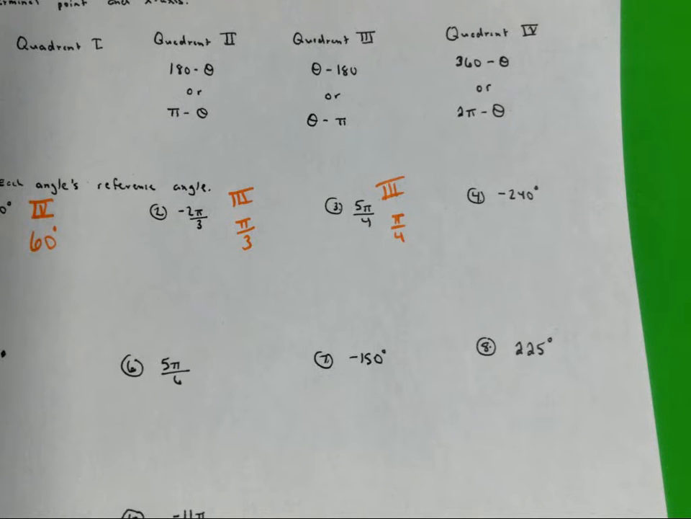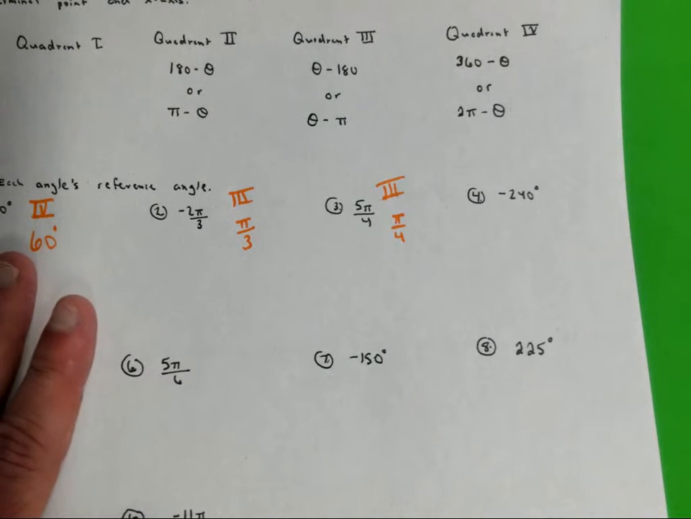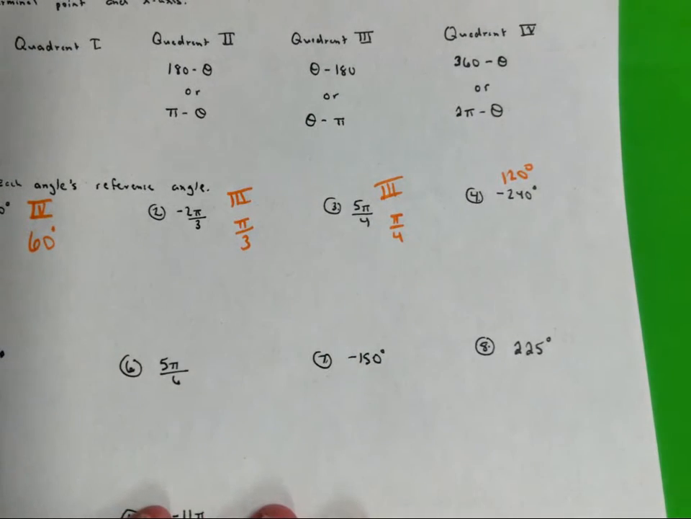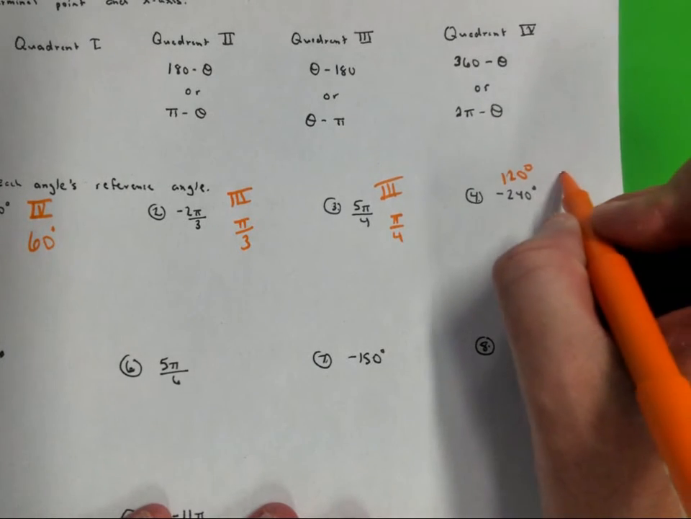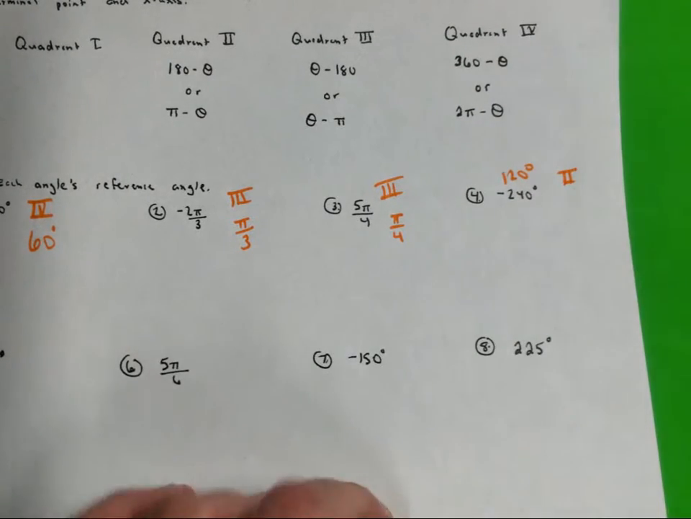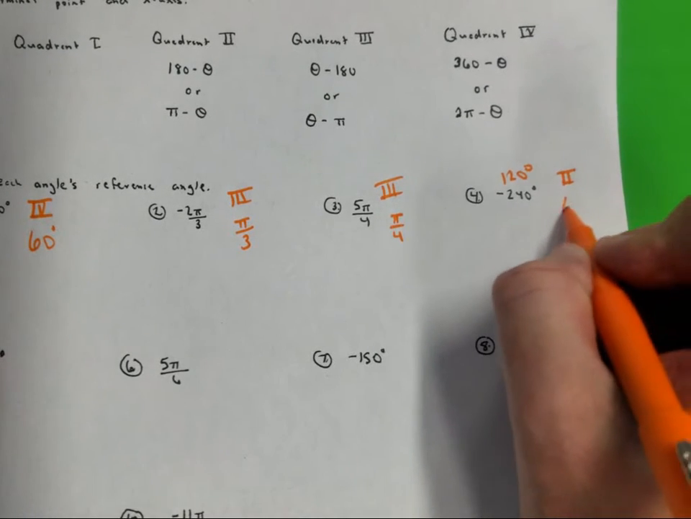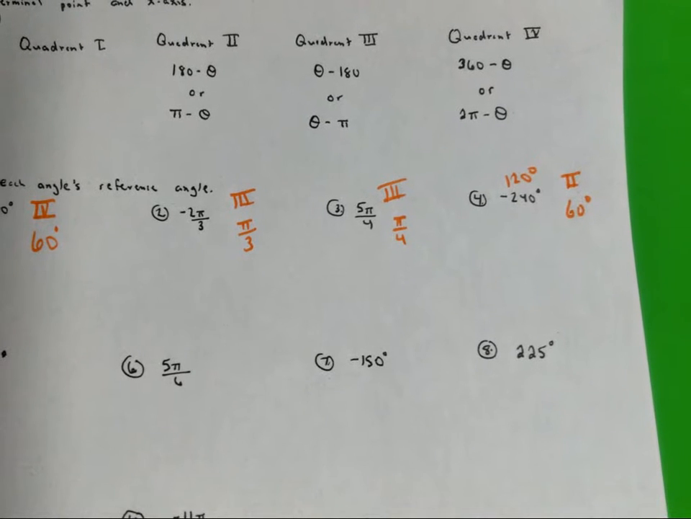Negative 240. Okay. When you have a negative degree, guys, the best thing to do, and you only do this when you have negative degrees, is just add 360 to it to get a positive. So do that right now. What's negative 240 plus 360? 120. Okay, so you're really dealing with 120 degrees. All right, what quadrant is 120 in? Second. Okay, so am I going to say 120 minus 180 or 180 minus 120? Which is 60. That would be my reference angle.